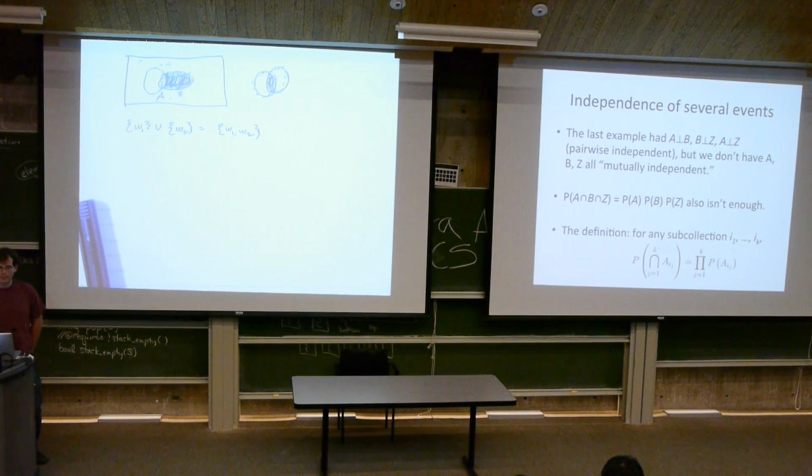So how do you actually define independence of more than one thing? We just saw that pairwise independence isn't enough. Also, it turns out that just extending the same P of A and B and Z equals the product of the marginals is also not enough. You can come up with an example where it's not true. So the real definition is that it has to be true for any subset of the events. So that's pretty annoying to check in practice.